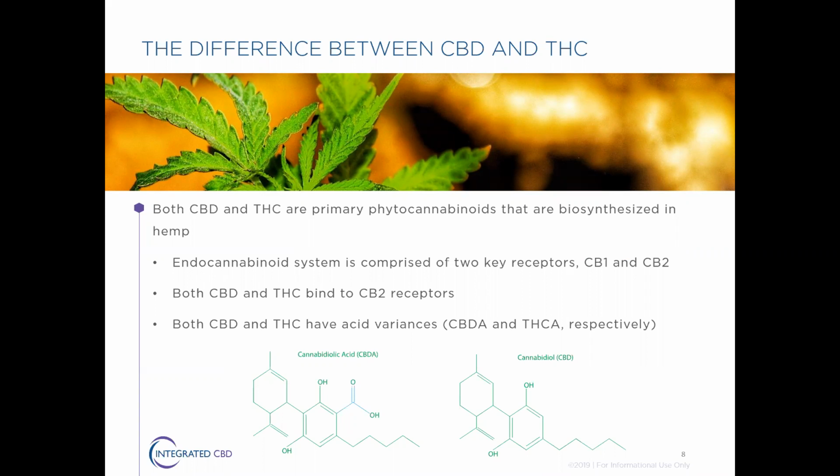Two primary receptors composing the endocannabinoid system found in all humans are coined CB1 and CB2 receptors. We find that CB1 receptors are respective of what you would call the central nervous system, or the CNS, as well as CB2 receptors comprising the endocannabinoid system found in the peripheral nervous system.